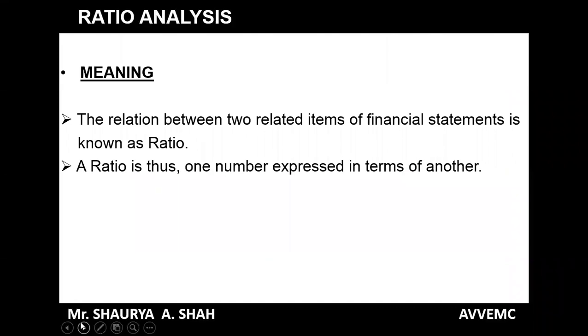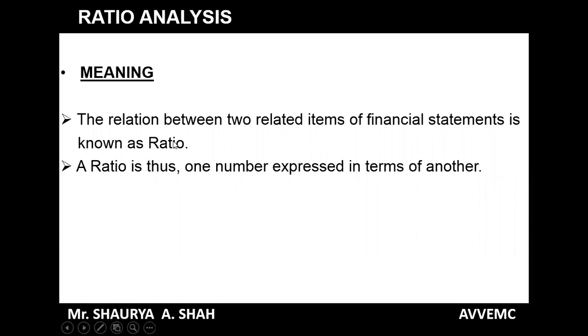Now, starting the chapter of ratio analysis, before we start computing the sums, you need to understand what a ratio is, what the formulas are that are to be used, how those formulas are made, and how you can use them. So first of all, starting with the meaning of ratio analysis. What do you mean by ratio? A ratio is a relation between two related items of financial statements.